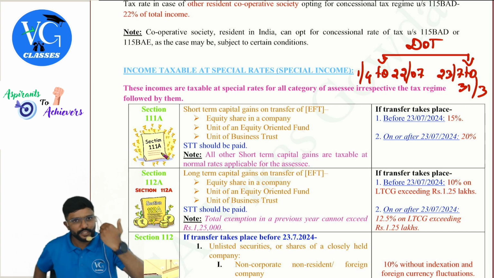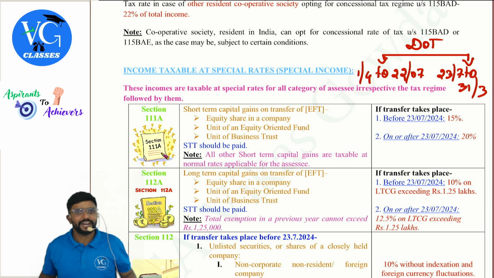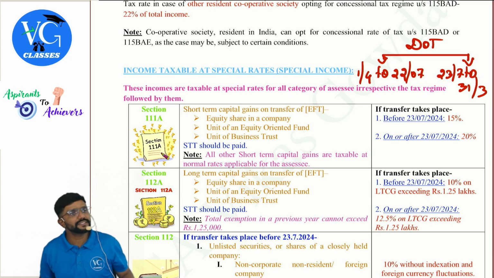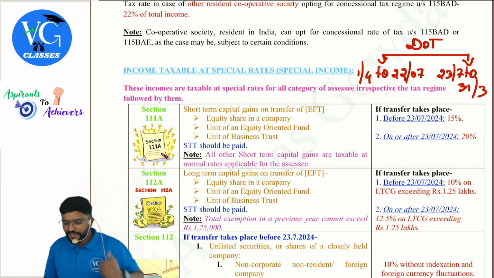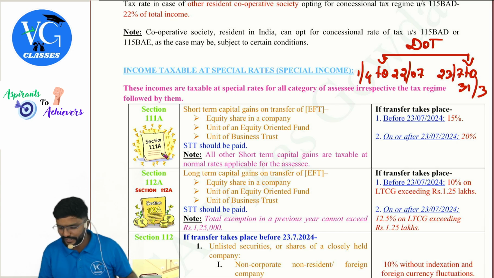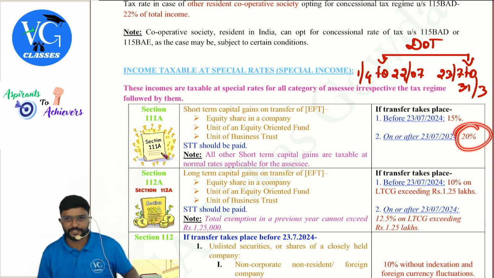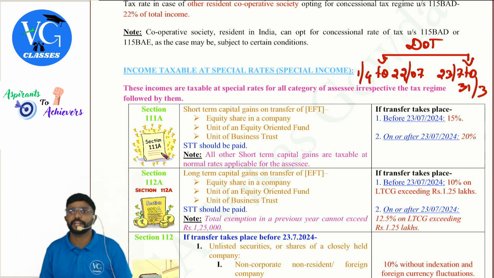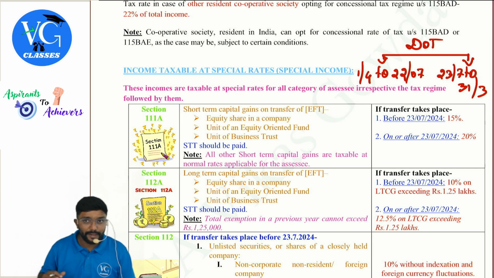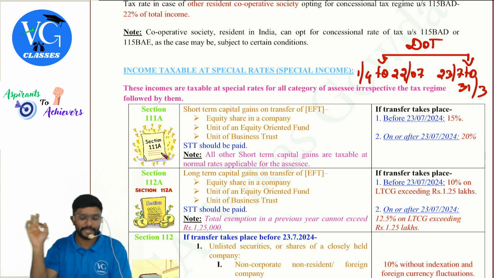Even after 31st March, the new rate only will be applicable. But we are concerned about our previous year. Which is our previous year? 24-25. Yes. Now, if the date of transfer is before 23rd July, that is from 1st April to 22nd July, it is 15%, which was already there. Now, if it is on or after 23rd July, then the tax rate is 20%. Madam, the rate is increased to 20% only if the transfer happens on or after 23rd July.